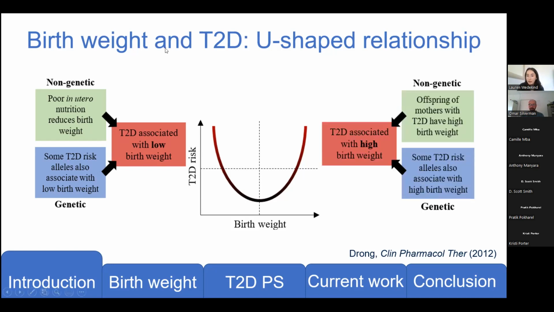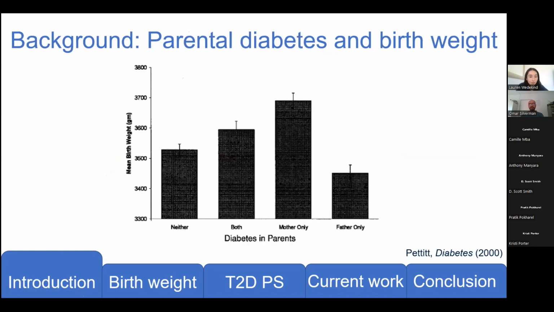Also, on the right-hand side, type 2 diabetes can be associated with higher birth weight. Non-genetic factors can influence this as well. The offspring of parents with type 2 diabetes can have higher birth weight because they're exposed to in utero environments with greater amounts of blood sugar. And there are also genetic things that can influence that. Certain variants within the genome, the DNA, can associate with higher or lower birth weight on this genetic side below.